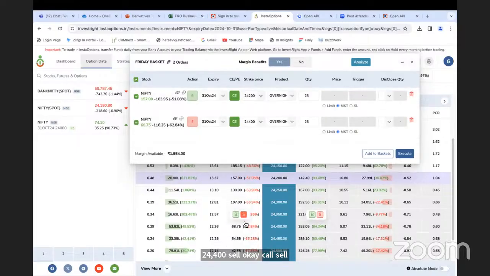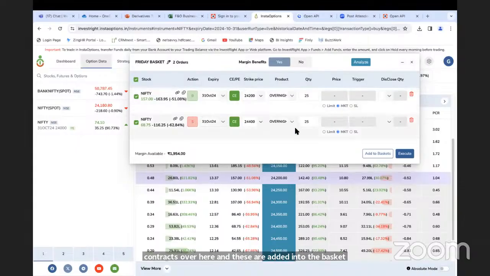I just clicked on two contracts over here, and these are added into the basket. I can make any modifications over here, and I can just click on this execute button and all my orders will go. So as an option trader, you do not have to place multiple orders. This is for exit as well. If you create any positions, you can go into positions, and if you want to exit, you can select exit all.